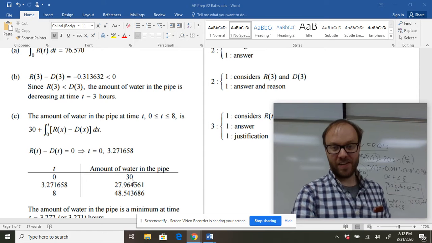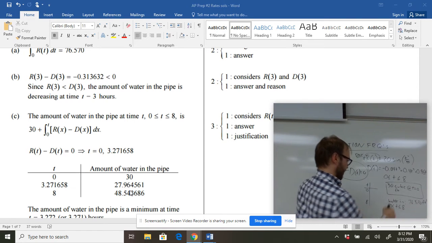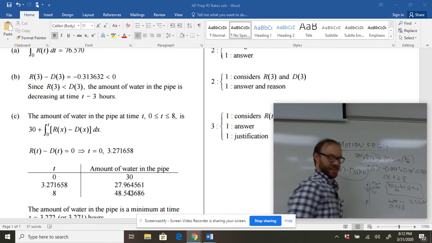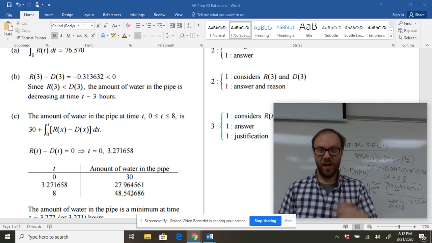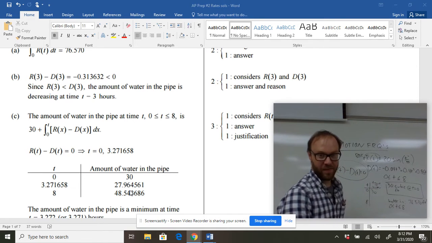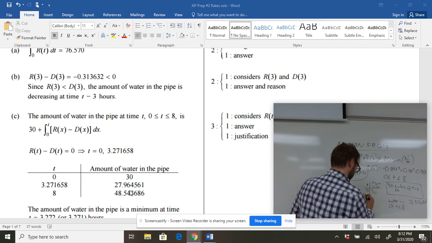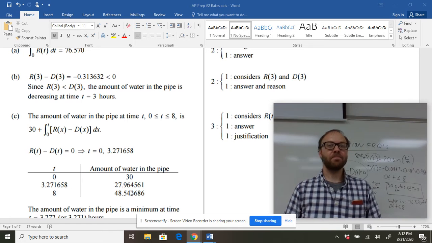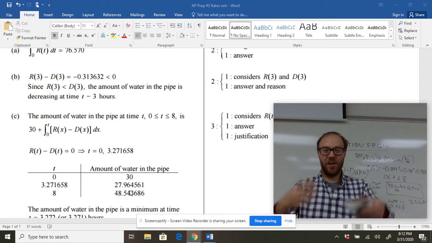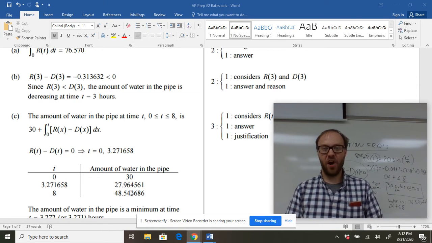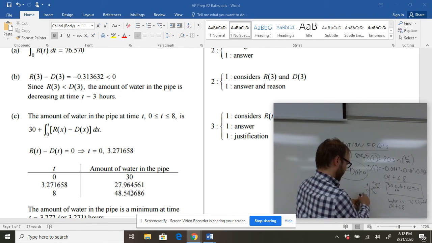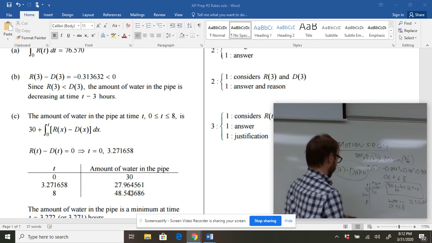Now, they told us that there were 30 total cubic feet of water in the tank at the start. Okay, so we have our amount of water. Okay, we just need the lowest overall amount. It's got to happen at an endpoint or a relative min or maximum. Okay, so we've got that 3.271 point, and then we've got 8. Okay, remember, we just need to find the overall rate of water coming into the tank over the time period from hour 0 to hour 3.271.